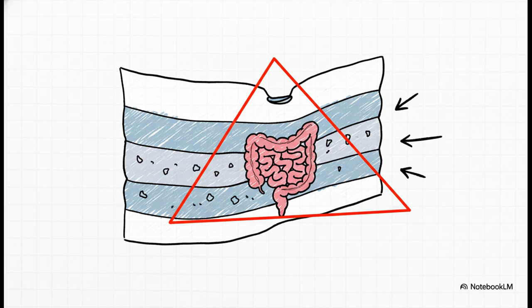So why do we care about this tiny triangle? Well, here's the deal. Hesselbach's triangle is a naturally weak spot in the abdominal wall. There's just not as much muscular support there, which makes it a prime location for something called a direct inguinal hernia, where stuff from inside your abdomen can push through.